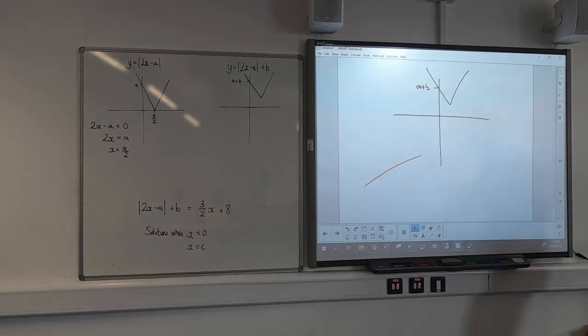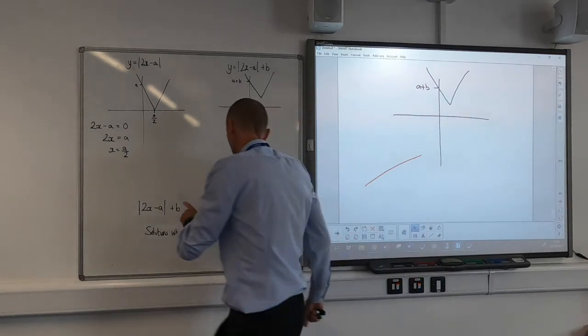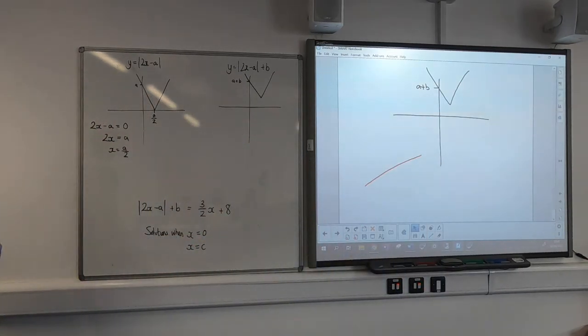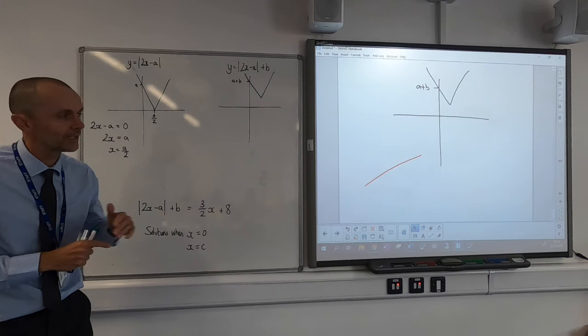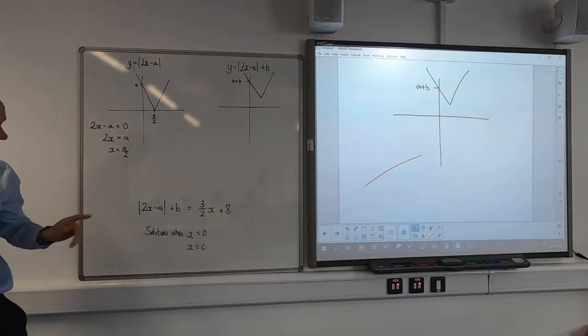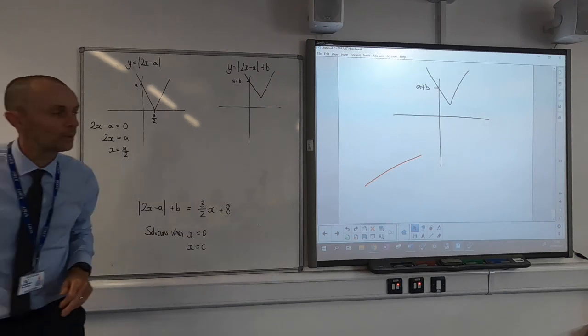But we're told in the question, and I've rewritten it here, that this equation has a solution when x is 0. And remember, that means graphically the two lines meet when x is 0. Where on the graph is x 0? Anywhere on the y-axis. So this tells me that these two lines meet on the y-axis.